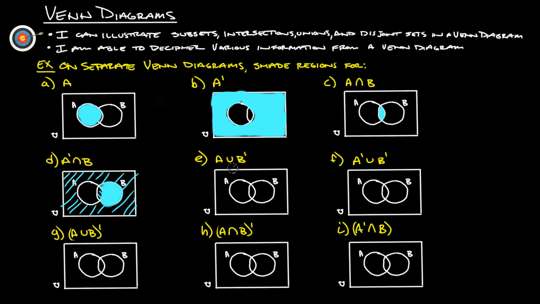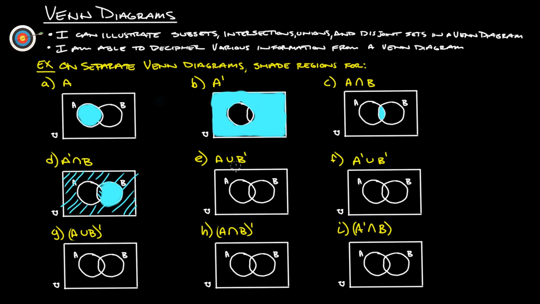Okay. Now we've got A union B prime, sorry, not union B, but union B prime. So it's everything that's in A and also everything that's not in B. If it's intersect, it's kind of nice to do the shading thing. If it's the union, we can just start coloring everything in.